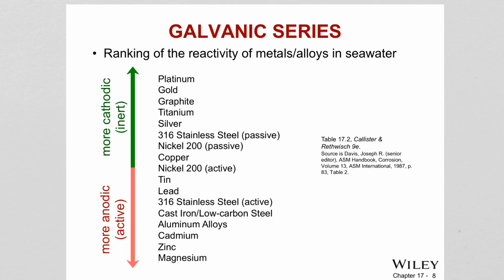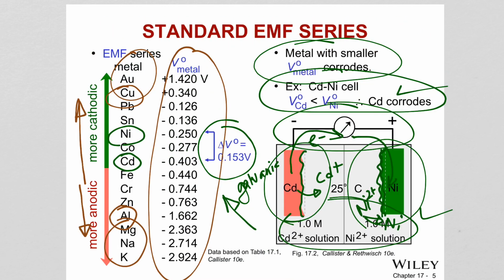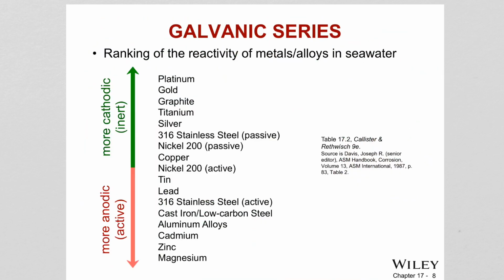So even though the previous table we have learned, the EMF series, was generated under highly idealized conditions and has limited utility, it nevertheless indicates the relative reactivities of metals, and a more realistic and practical ranking is provided by the galvanic series which you are seeing here, because this presents the relative reactivities of a number of metals and commercial alloys in seawater.